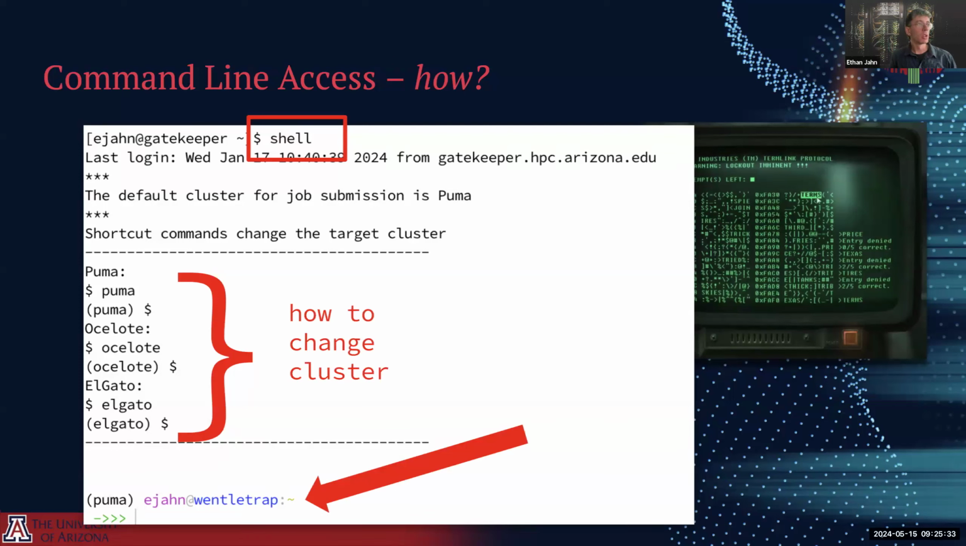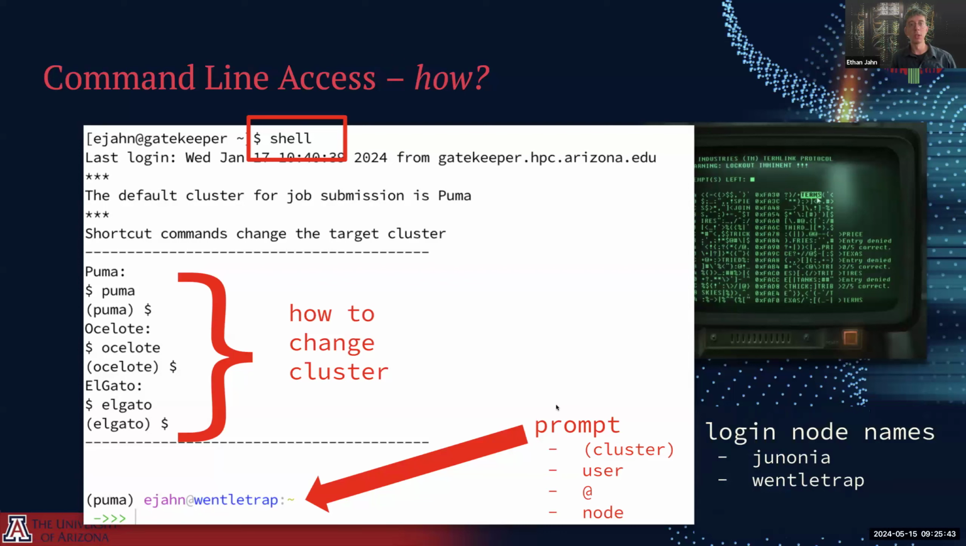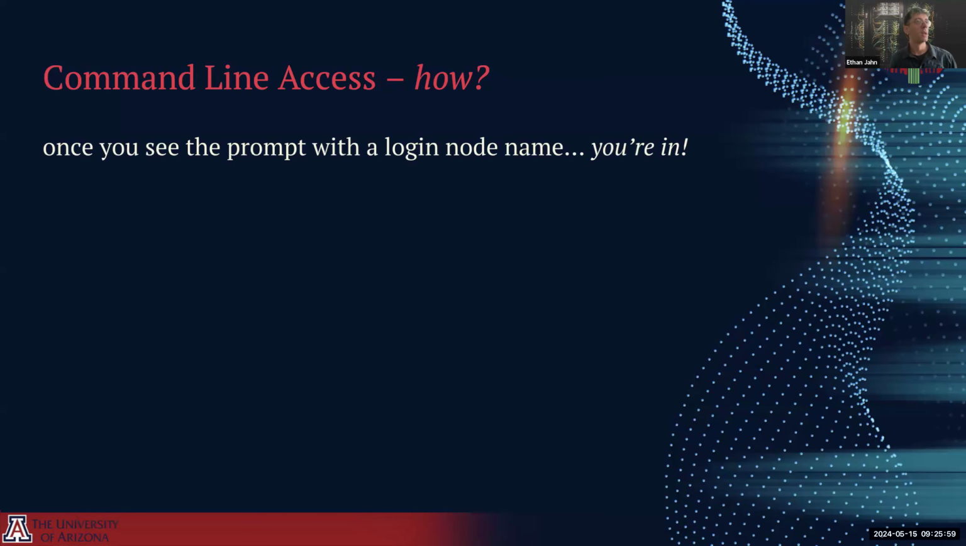Once you're logged into the HPC, there are different clusters, and I just want to show you here the prompt on the bottom left. You see my username at Wenteltrap, which is another name for one of the login nodes. You see both of the names there. Just be aware that when you log into the HPC, you don't want to just start running programs left and right. You want to use the techniques that we'll talk about today. So once you see the prompt with a login node, you're in.